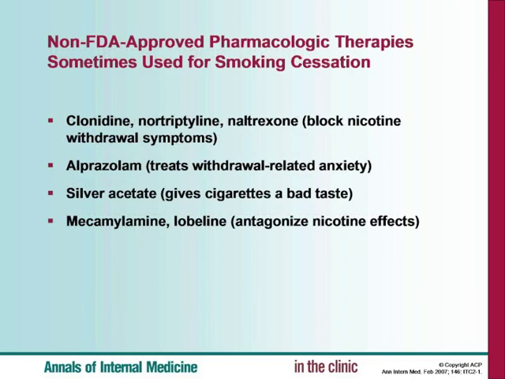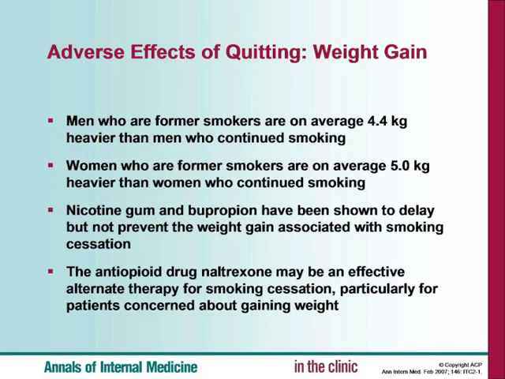So other therapies: clonidine, alprazolam, silver acetate, which I've never used and don't even know how I'd get. This is part of the ACP module, and there are some other nicotine antagonists, which means that you don't get any effect at all, if not some bad effects. And is there a problem with quitting? The answer is weight gain is one of them. Clearly, people weigh more, and women gain on average 5 kilograms, which is 12 plus pounds more.